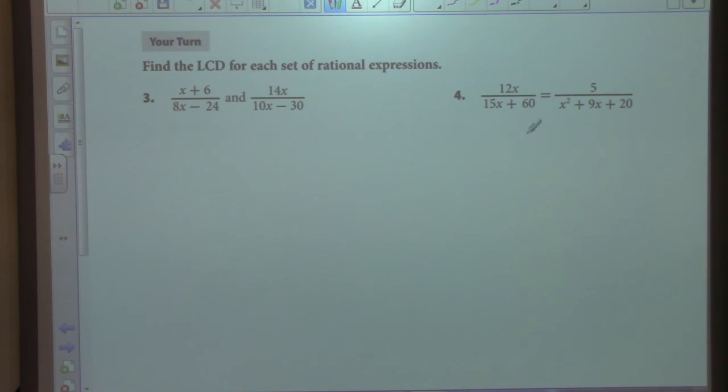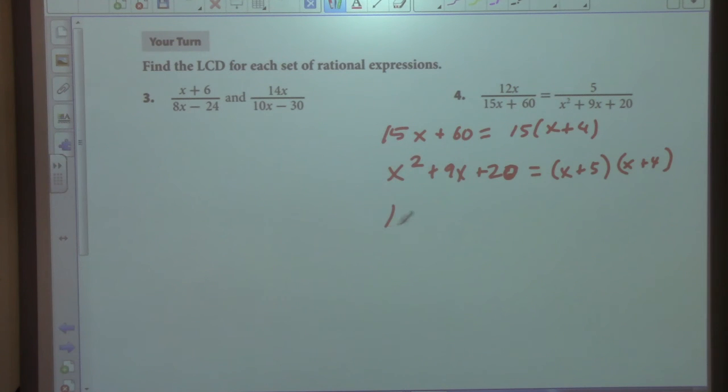For example, this one right here, what are going to be the factors of 15x plus 60? If we factor this, what do we get? 15 times (x plus 4). And then if we take the other denominator, x squared plus 9x plus 20, and factor this out, what do we get? (x plus 5)(x plus 4).